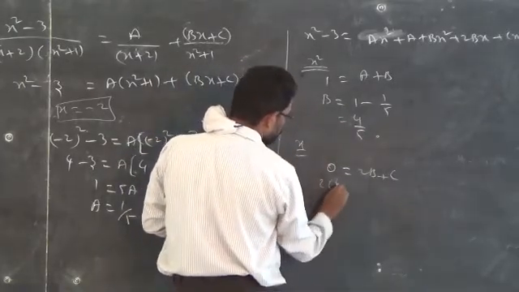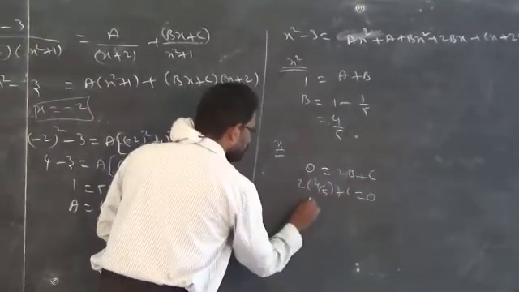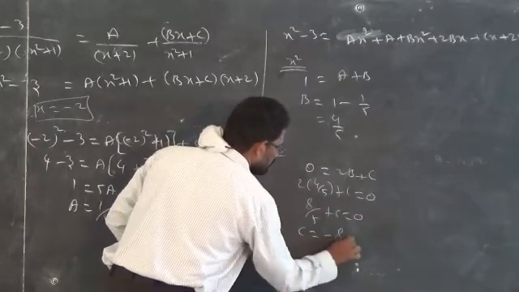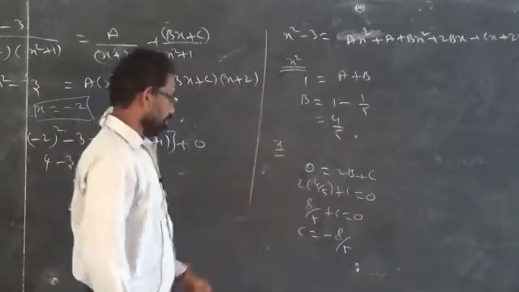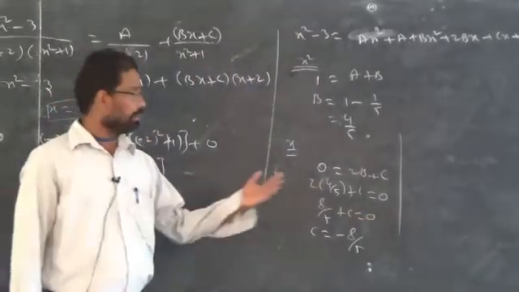So I know the value of b. So 2 of 4 by 5 plus c is equal to 0. So 8 by 5 plus c is equal to 0. Therefore, c is equal to minus 8 by 5. I got an answer. But another method is there. That is not necessary, just for your understanding purpose, I did.